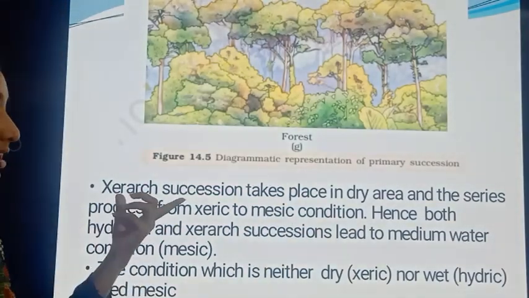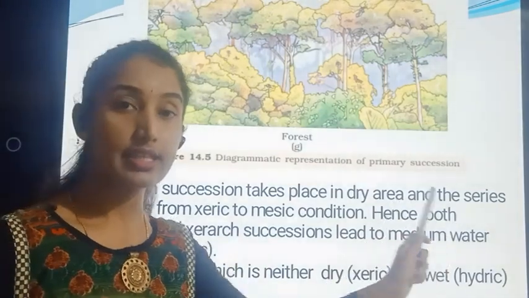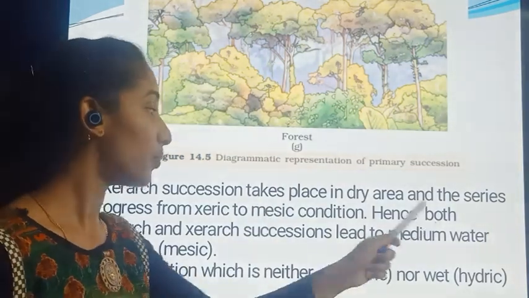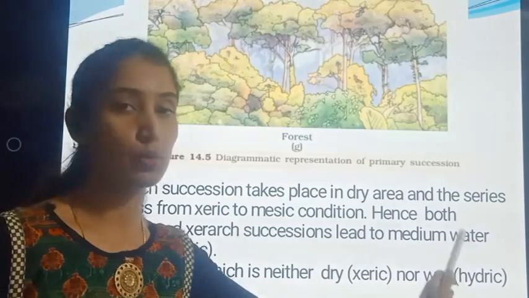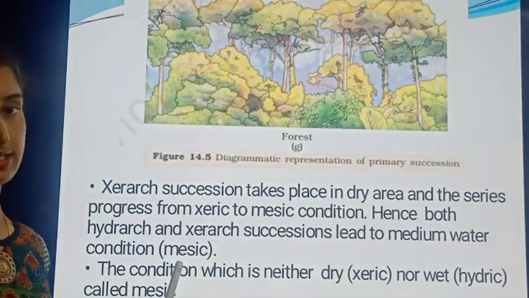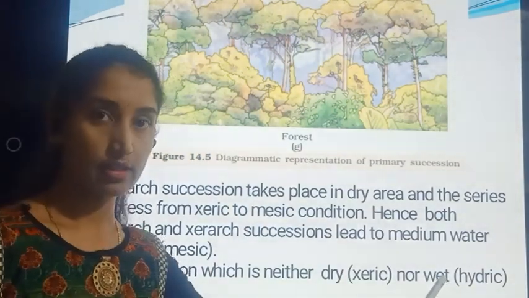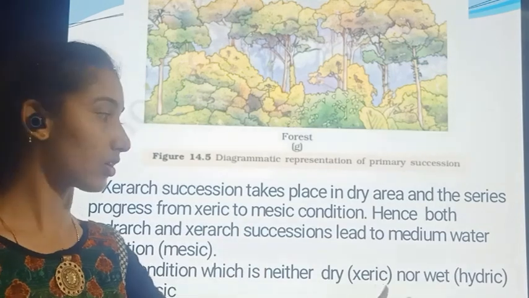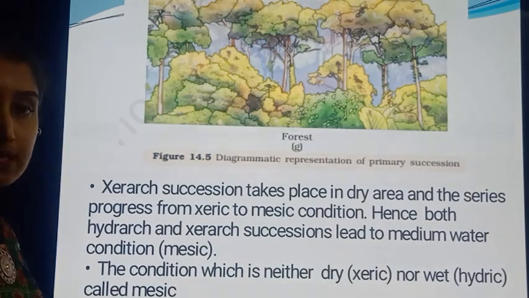I am going to repeat. Xeric succession takes place in dry areas, and the series of progress from xeric to mesic condition takes place, and hence both hydrarch and xerarch succession lead to medium water condition. Medium water condition is nothing but a mesic condition. The condition which is neither dry nor wet is called mesic condition. Where there is no xeric or hydric condition, but a moderate condition, we are going to call it a mesic condition.